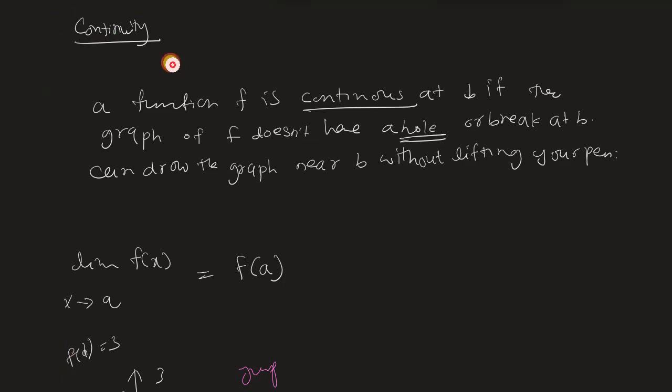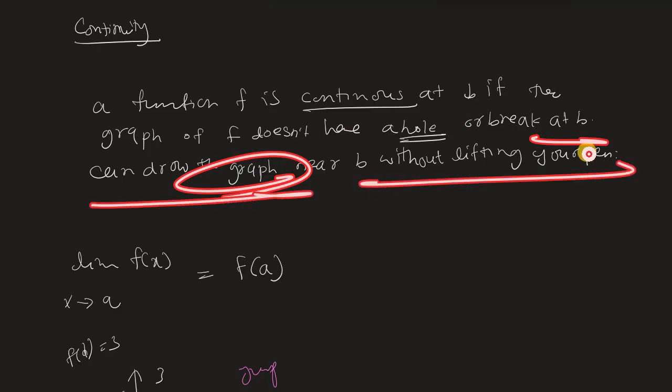So in this video we'll cover continuity. So basically a function is said to be continuous at a point B if the graph of the function doesn't have a hole. Okay, so there's no hole or break in the graph at B, and you could draw the graph without lifting your pen.